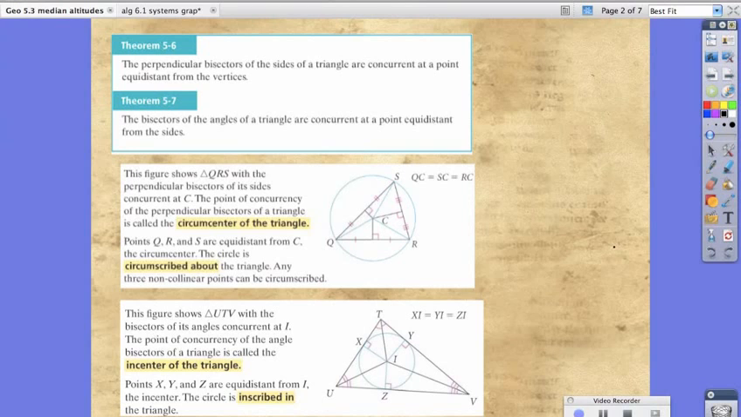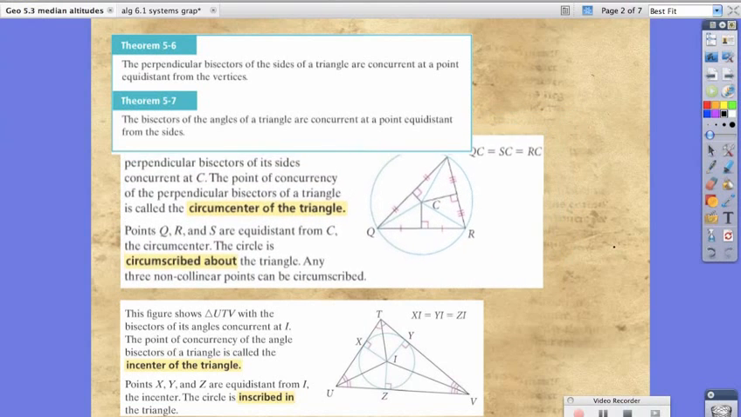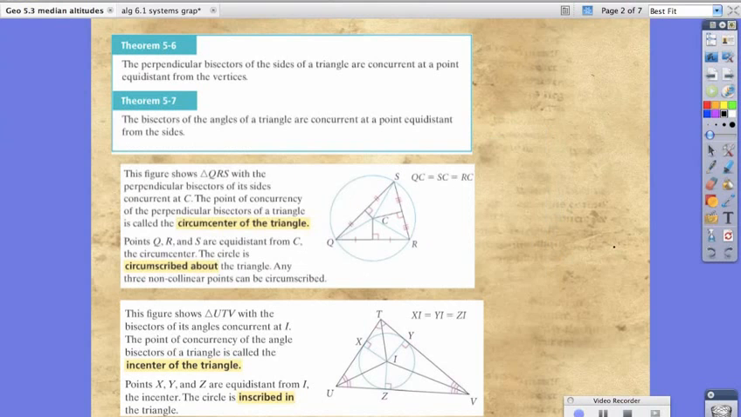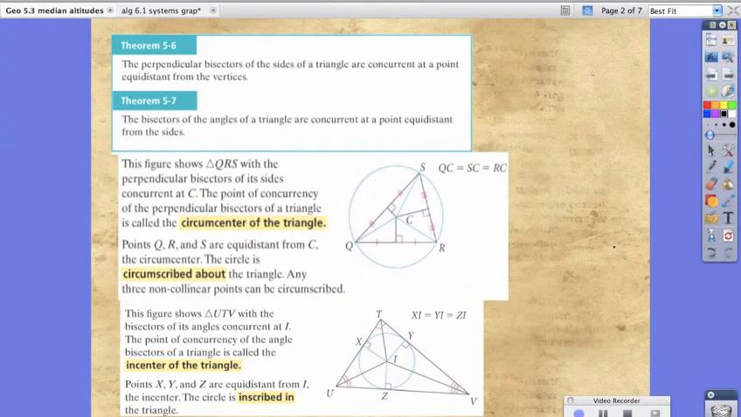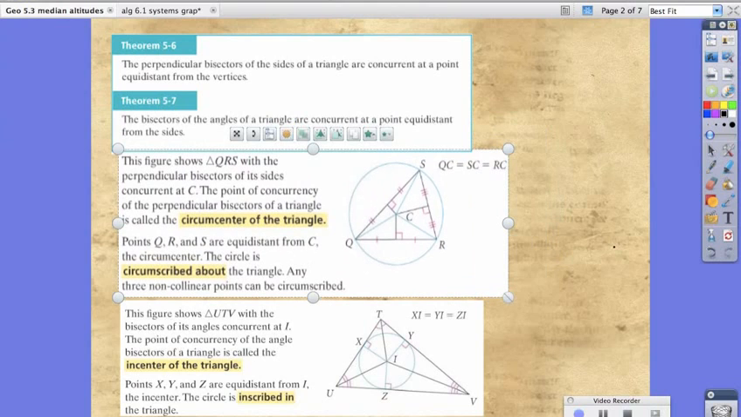Now, Theorem 5.6 states that the perpendicular bisectors of the sides of a triangle are concurrent at a point equidistant from the vertices. So, we're going to use this picture right here. Now we're going to look at the circle, and it gives us this circle right here on the right hand side.